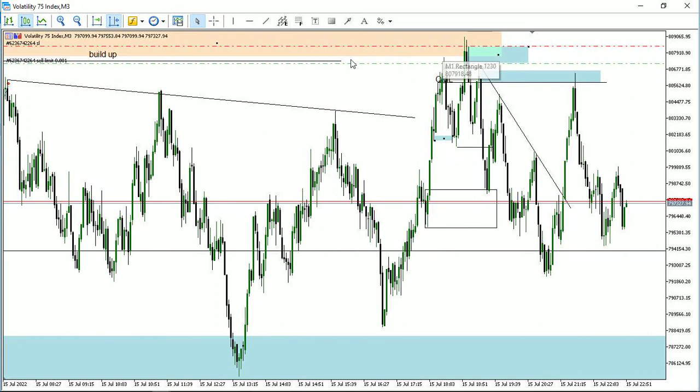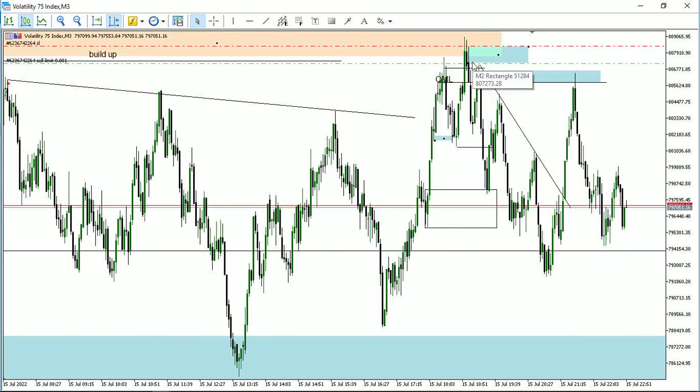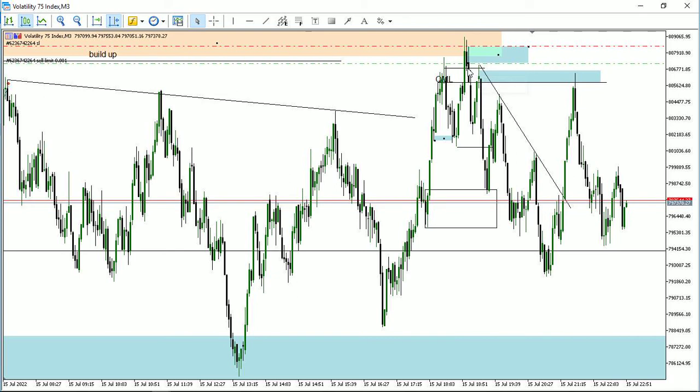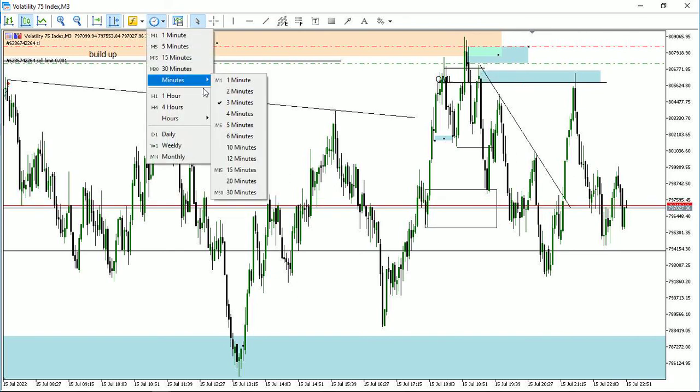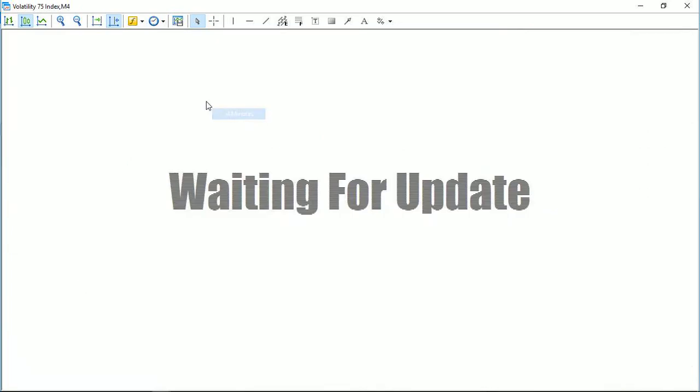So if we run down to the lower time frame, it's very clean right here. Okay, we have the supply right here, retrace into that area, right? And we have our MPL right here. So I did refine it too much right here.